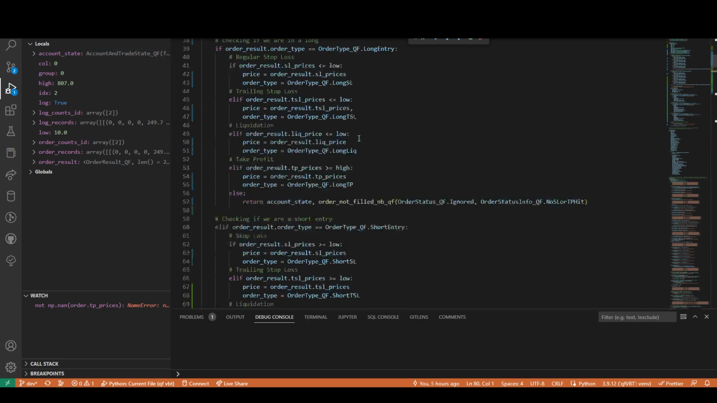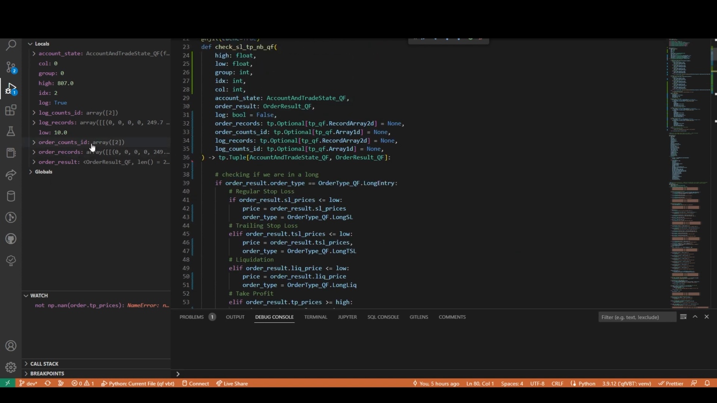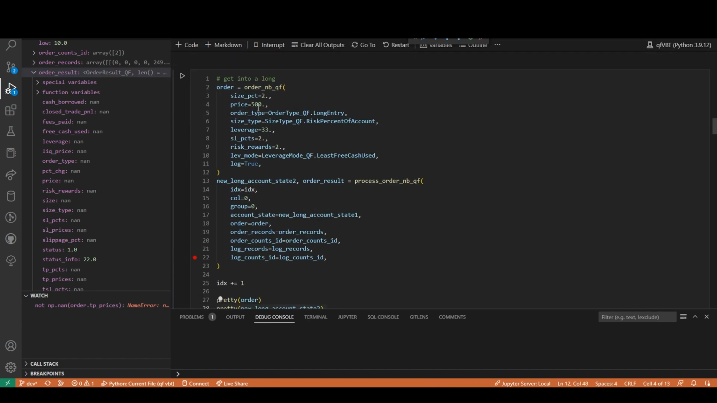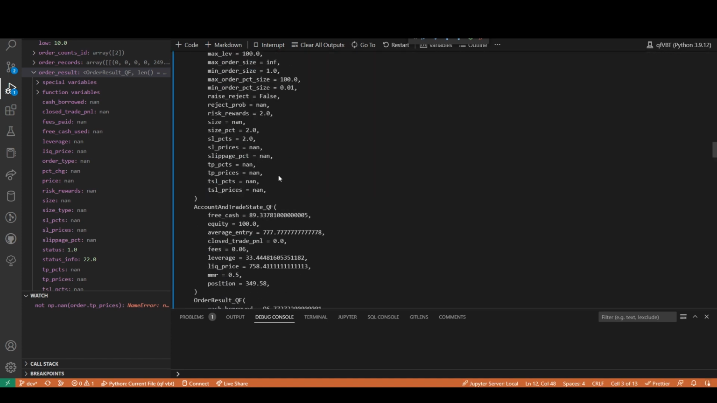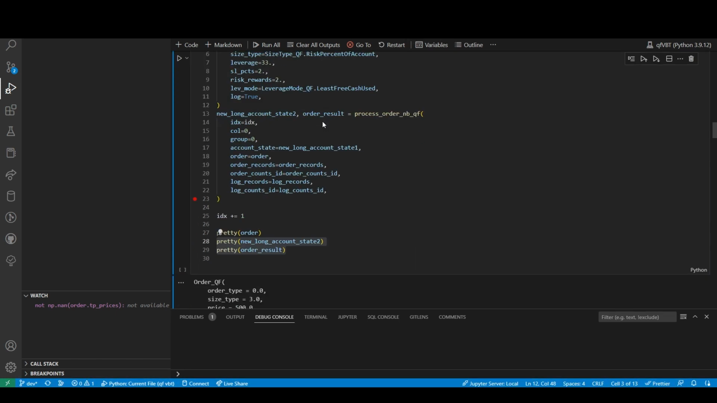How is it not a long entry? How is it not a short entry? Order result. Wait, what? Order result. Order type is nan. Oh, I have to rerun this. Run this. Oh shit. That's not actually good. That's not good news. Oh no, that's not good news.